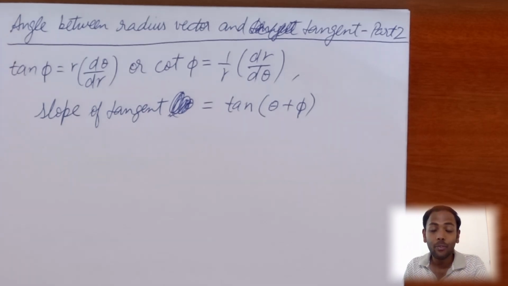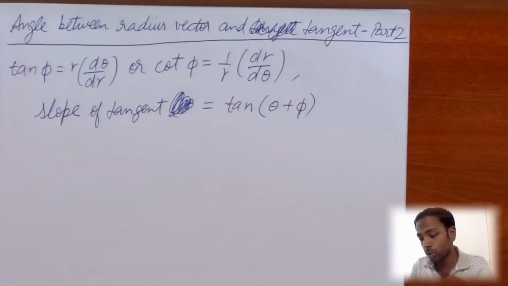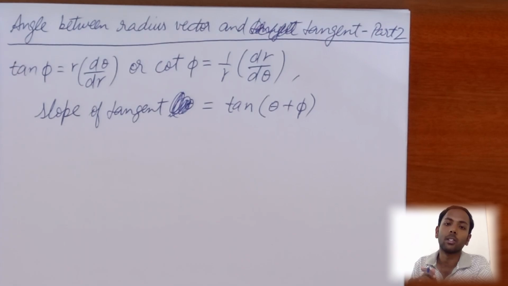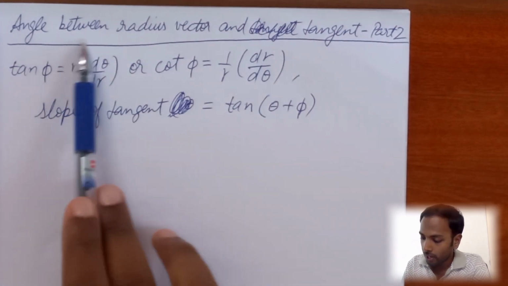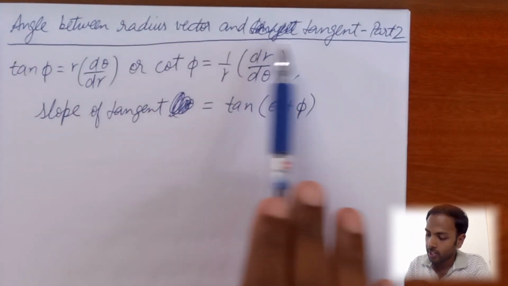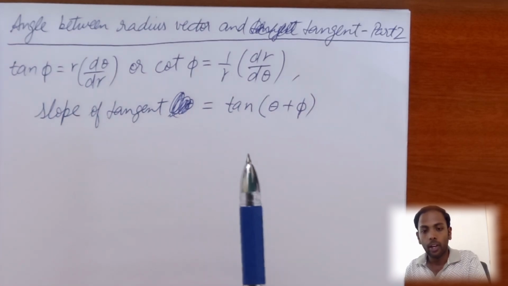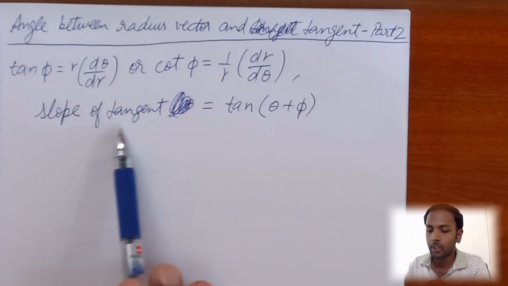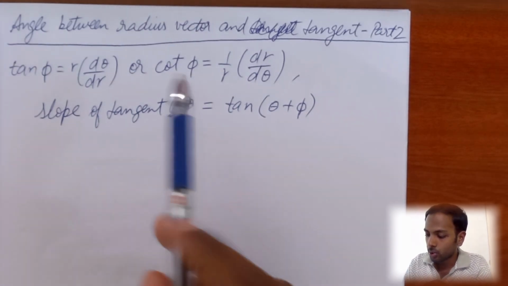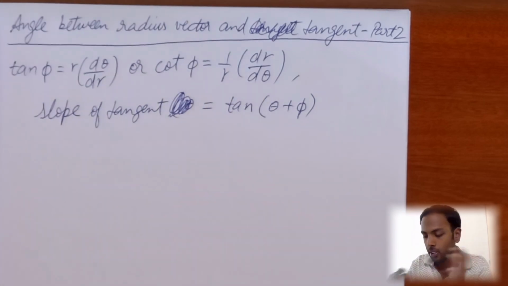So in this video, we are going to see another section of questions which will be asking you to find not only the angle between the radius and the tangent, but also the slope of the tangent. So you have to find the angle between radius vector and tangent, and also the slope of the tangent. These both formulas we have seen in the previous video. So this video, there is a new formula.